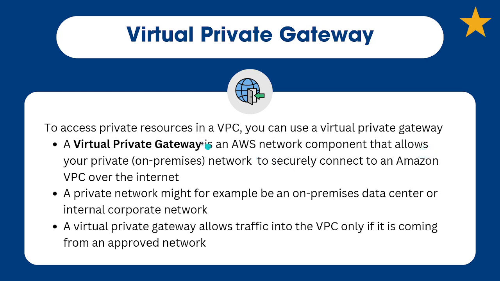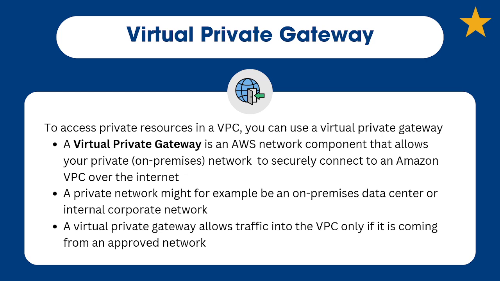What if you want to go private, right? What if you want some resources to not be accessible to the broader public internet? You would use a virtual private gateway. A virtual private gateway, or VPG for short, is an AWS network component that allows your private network to securely connect to an Amazon VPC over the internet. So in this case, you don't want just anyone on the internet to access those resources, to access your application data.